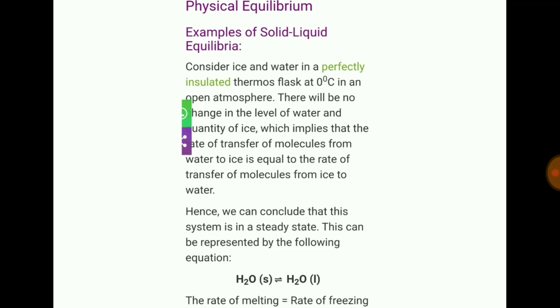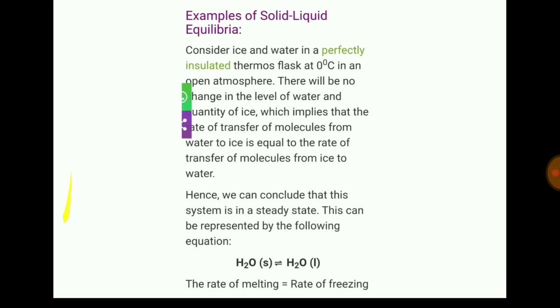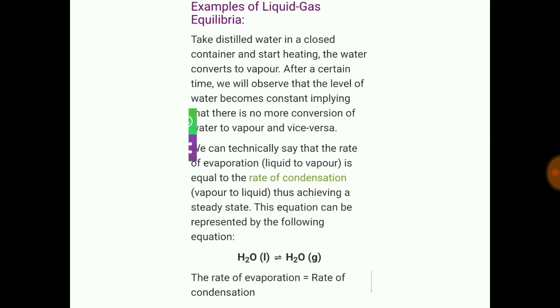The rate of conversion of ice into water and water into ice remains the same, and that is termed equilibrium. Hence, we conclude that this system is in a steady state. This can be represented by the following equation: the rate of melting is equal to the rate of freezing.